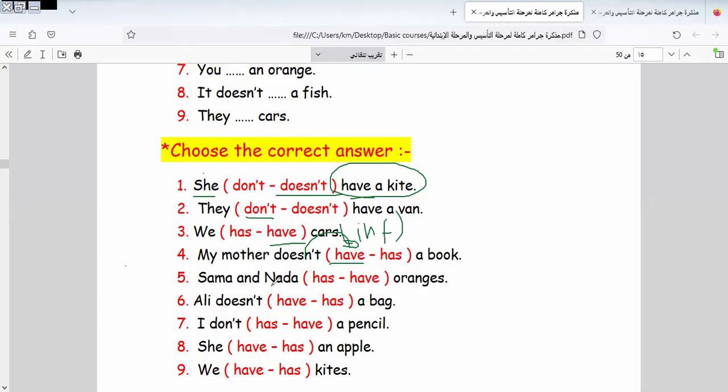Sama and Nada. Sorry, Sama and Nada have. Why do Sama and Nada have? Because more than one will be what? It will be plural, as we know. Okay, let's go to another item here in this lesson.